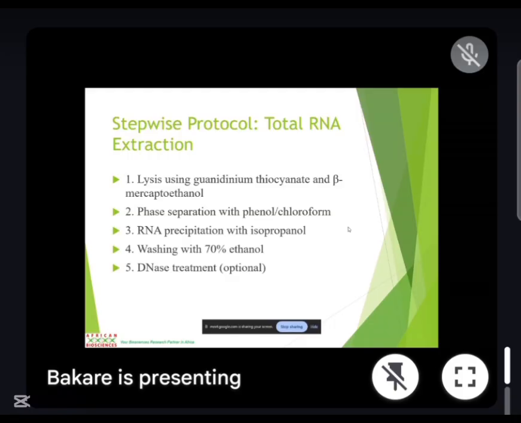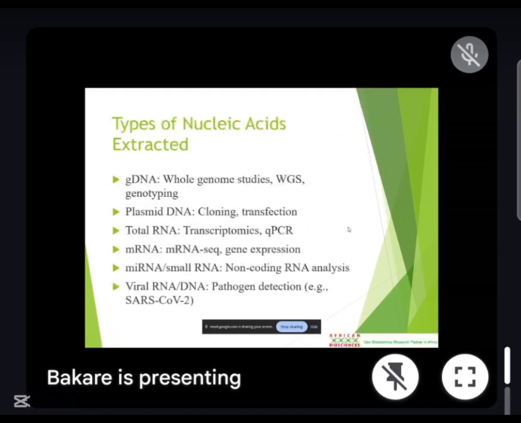And then you must always do a DNA treatment for RNA. Although some kits will say it's optional, I will advise that you do that when you want to extract your RNA. So these are the types of nucleic acids that we extract.